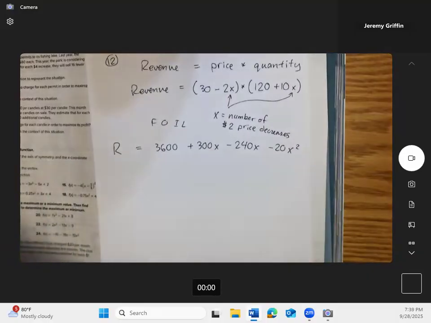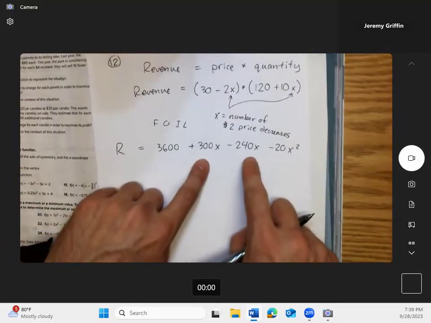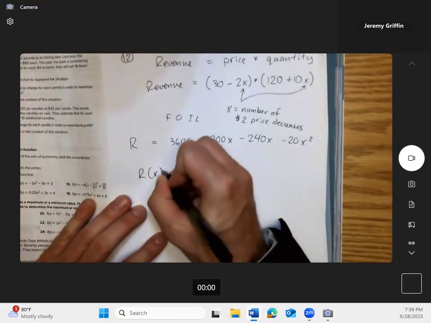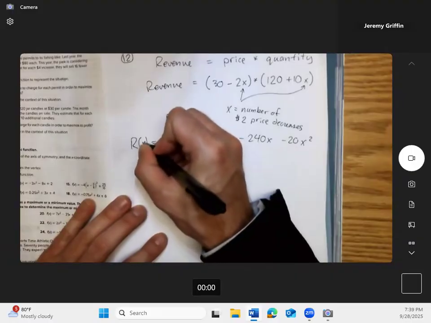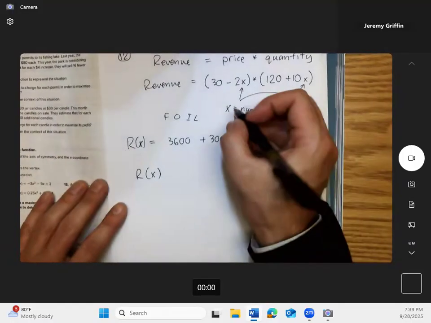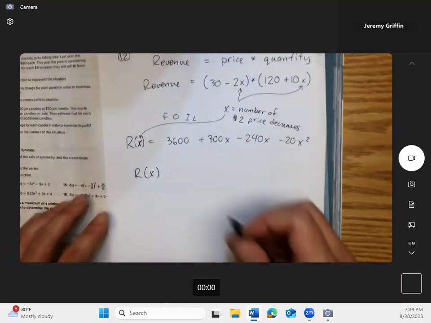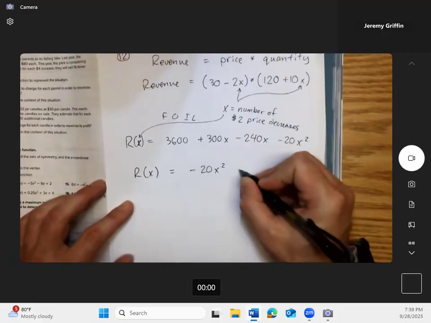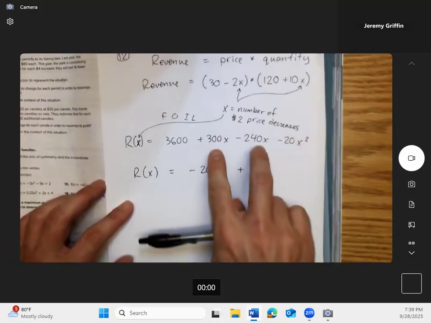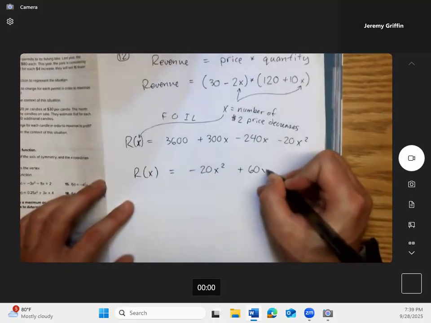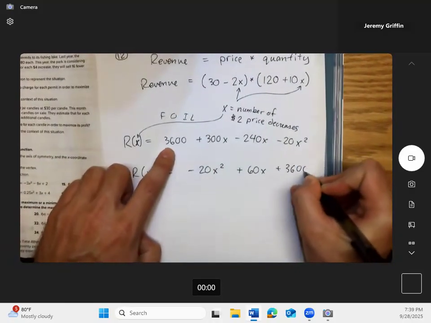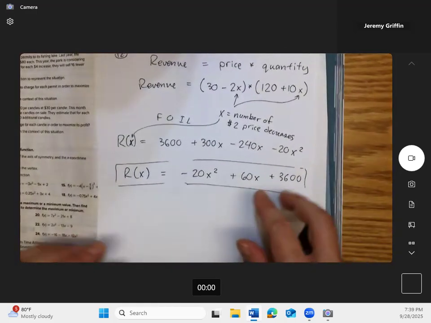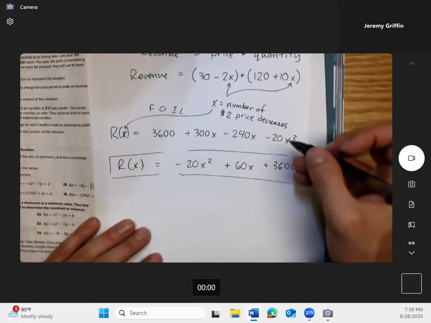squared. Okay, so here I'm just going to clean this up a bit, combine these terms, put the x squared term in front, shuffle things around. So revenue as a function of x, as a function of the incremental price decreases, is what this x represents. We got negative 20x squared minus, or no, actually plus, wouldn't it be? This would be 60x, and then plus 3,600. So here's their revenue equation as a function of the number of price decreases, x.